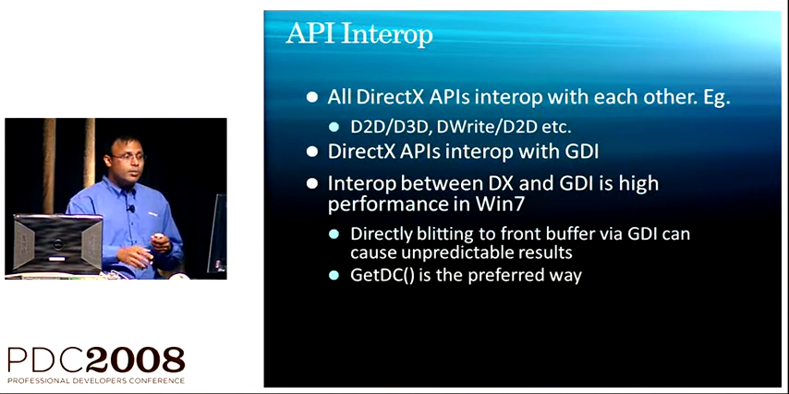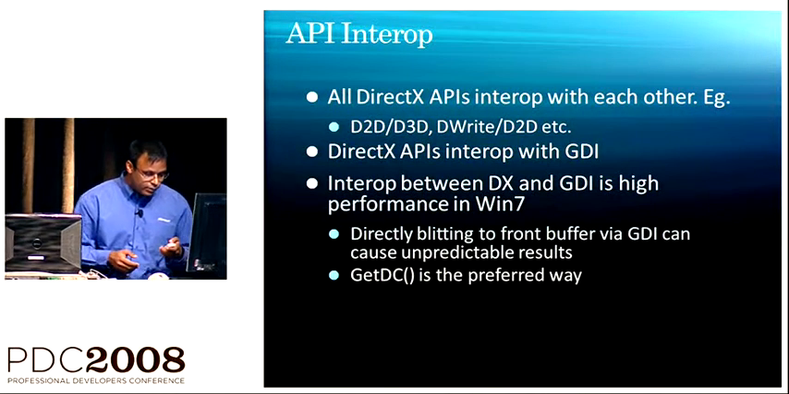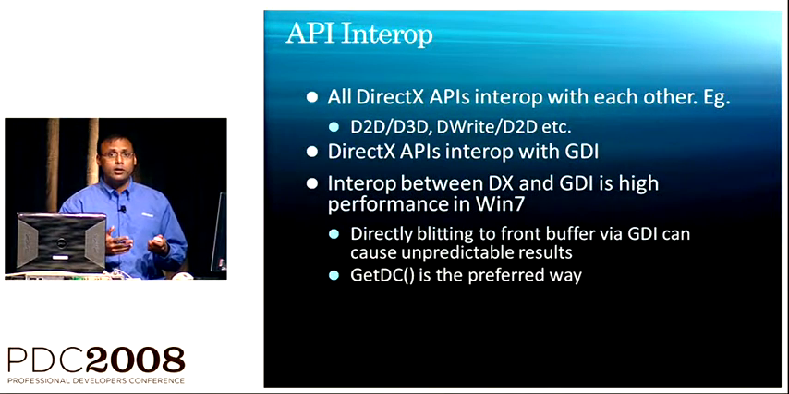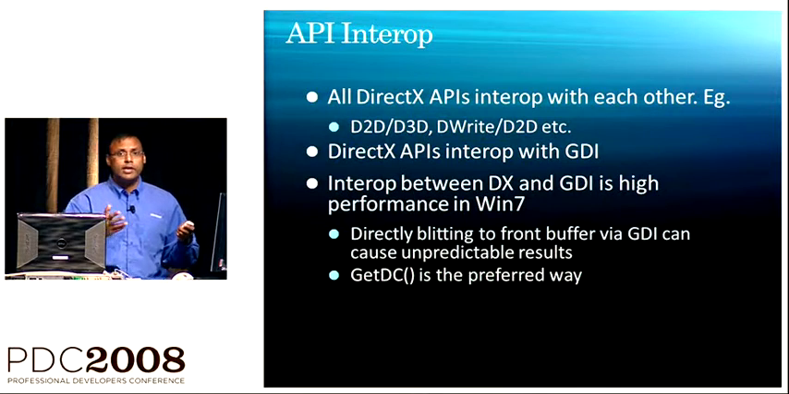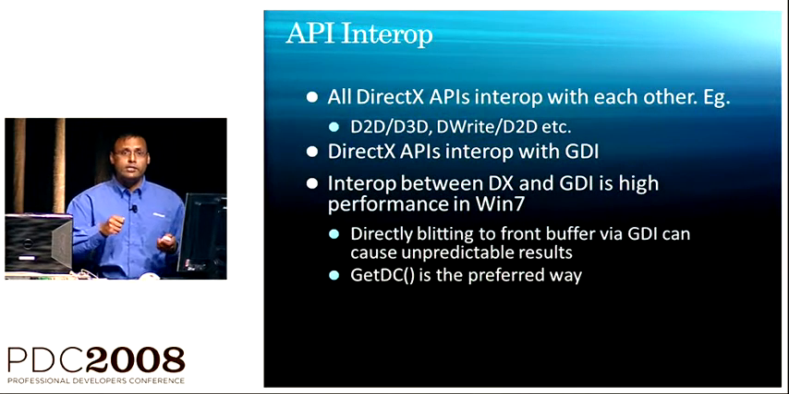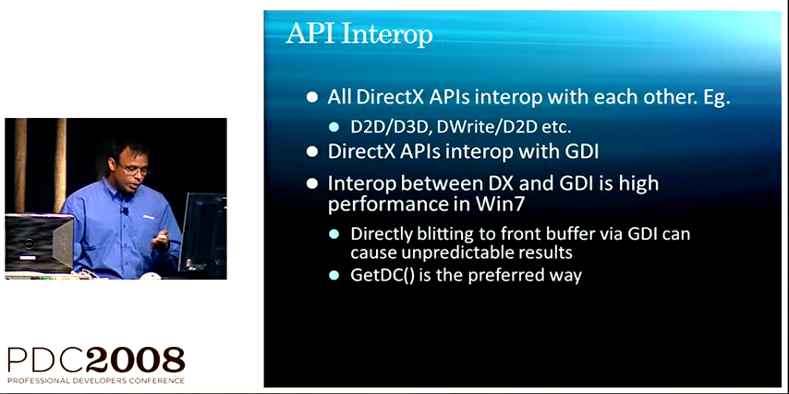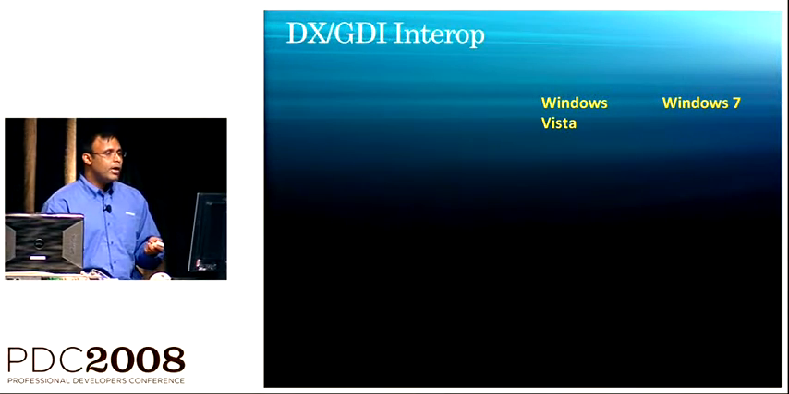The right and recommended way to use the interop is via the getDC call in DirectX. Every surface in DirectX, you can actually call and get a DC from it, and you can use GDI to render into it. So we spent a little bit of time to make it better.